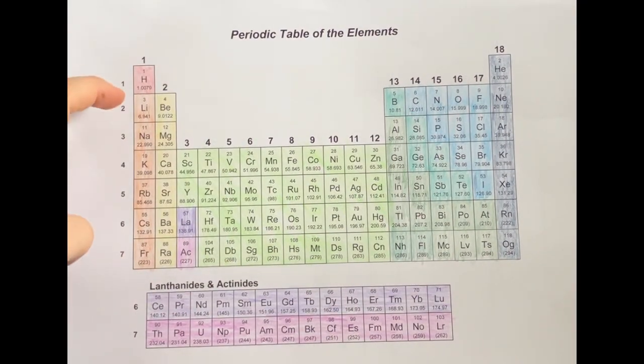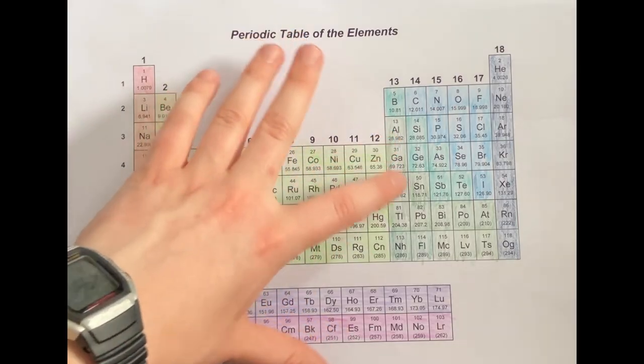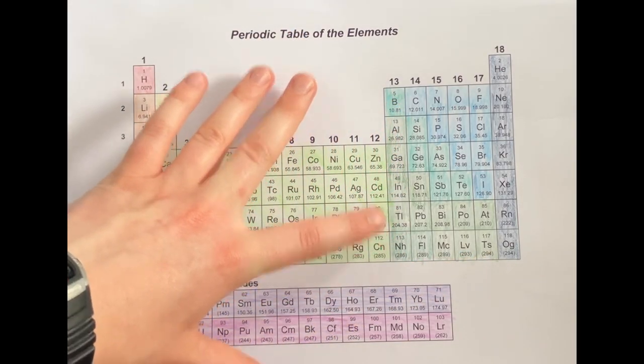Elements in the first group of the table are referred to as the alkali metals. This is excluding hydrogen, which is a bit weird and sort of in its own category. Group 2 are the alkaline earth metals. This whole section in the middle are the transition metals. The elements down here are other rare metals.